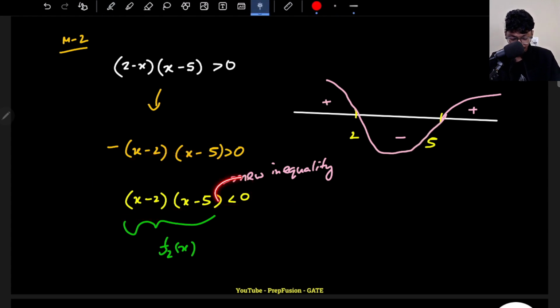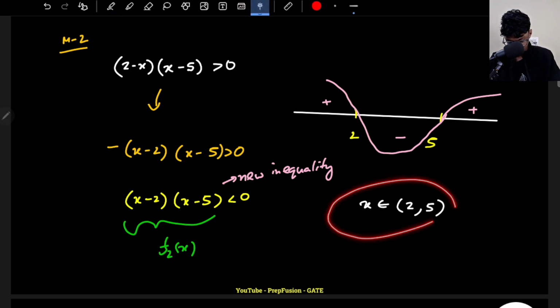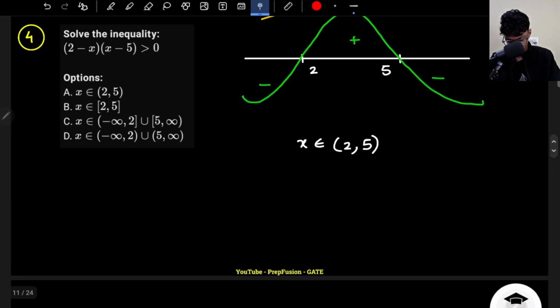But what is my region of interest? My region of interest this time is negative. I need the value to be negative. Negative is in this region, right? And 2 and 5 will obviously not be included because the equality sign is not there. So my actual region will be x between 2 and 5. So I'm getting the same answer. Here also I'm getting the same answer, x between 2 and 5.